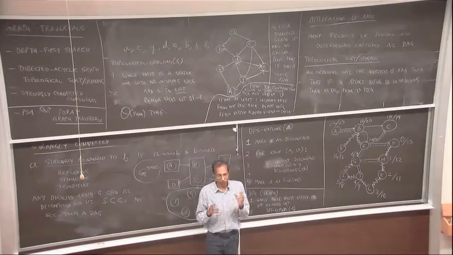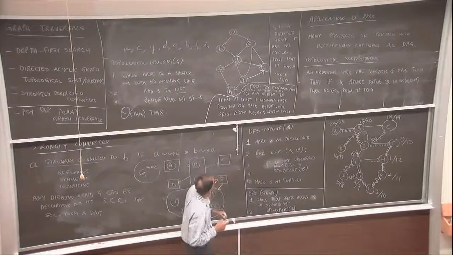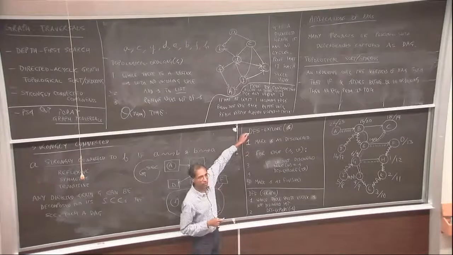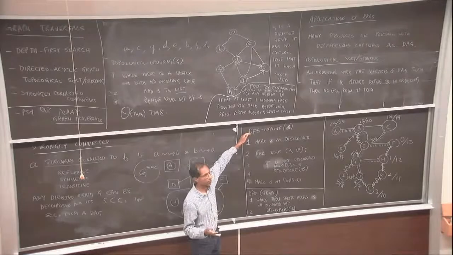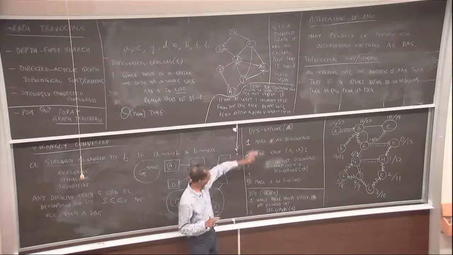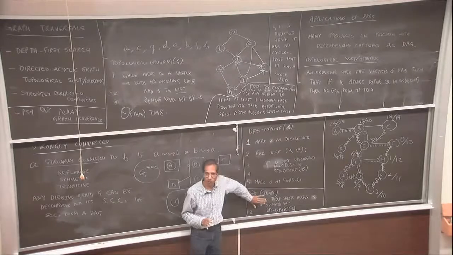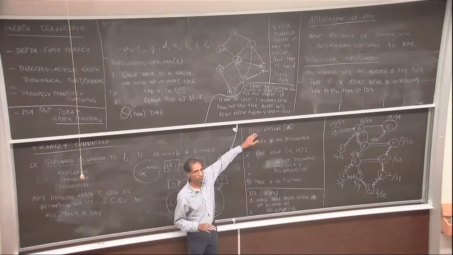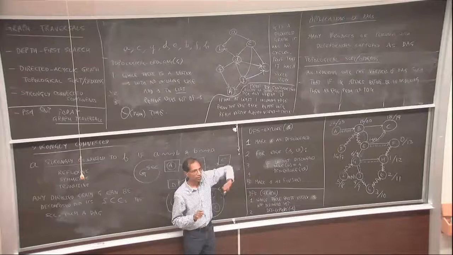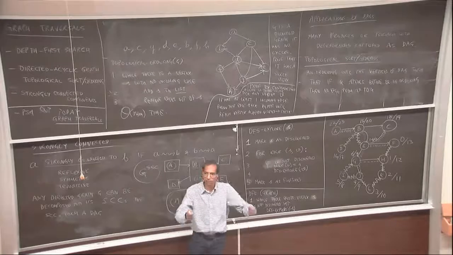So if you do run a DFS explore from A, when it ends, all the vertices that are ever reached are the ones that are reachable from A. You agree? I'm not running this part of the code, I'm just running this part of it. Agreed? Good. So I have a list of vertices that are reachable from A.